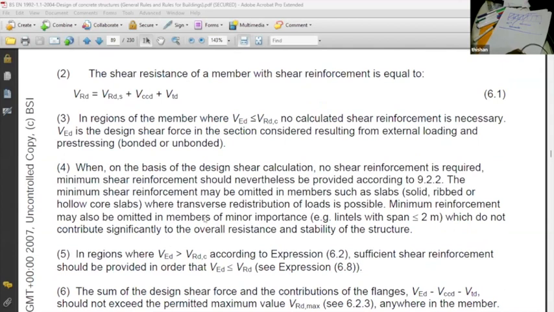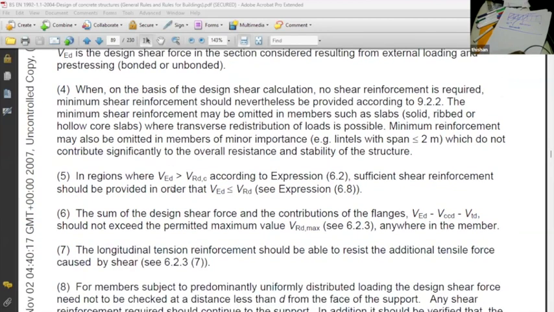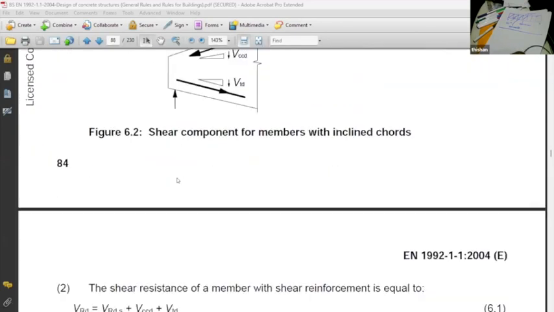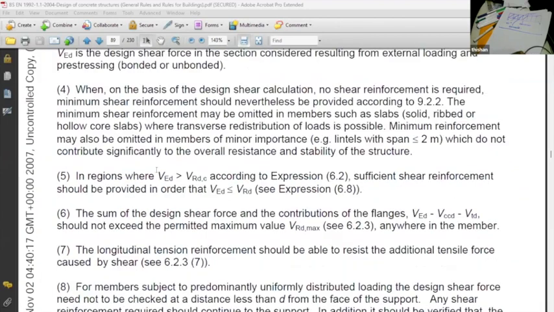Then it says when no shear reinforcement is needed, you still have to provide the minimum shear reinforcement. That is given in section 9. All the minimum values are given in section 9. In regions where VED, the actual design shear force, is more than the one that can be carried without links, then you must provide shear links.